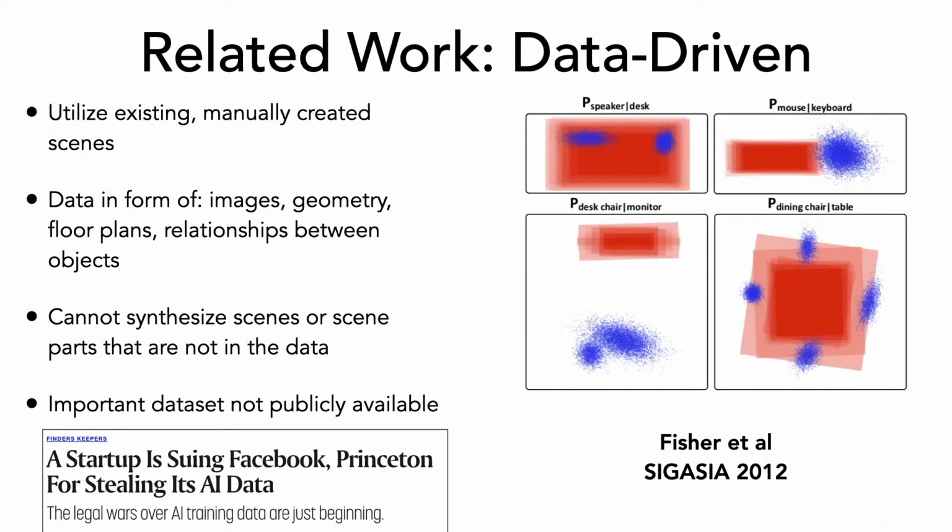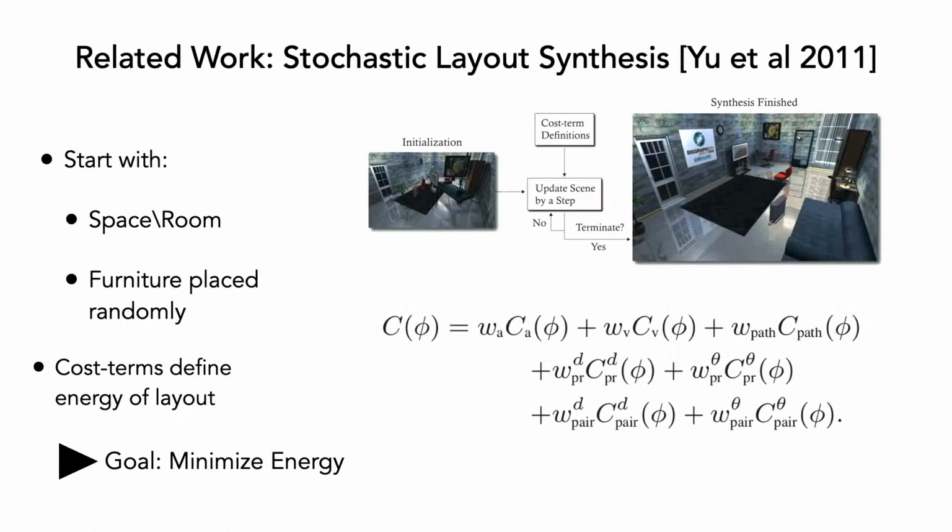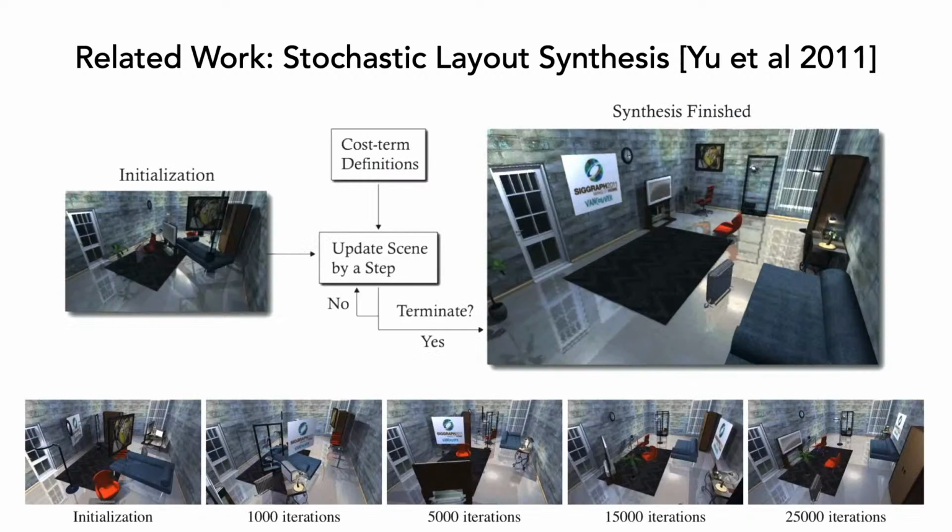Data-driven approaches have become increasingly popular in recent years. While such approaches are effective in synthesizing layouts that match existing scenes, they cannot synthesize new scene types. For example, if we do not have a kitchen in our dataset, such methods cannot synthesize a new kitchen. Furthermore, scene datasets have become difficult to obtain. Most similar to our work is the work of Yu et al., which views layouts as a mathematical optimization problem, where the layout energy should be minimized to increase the quality of a layout.